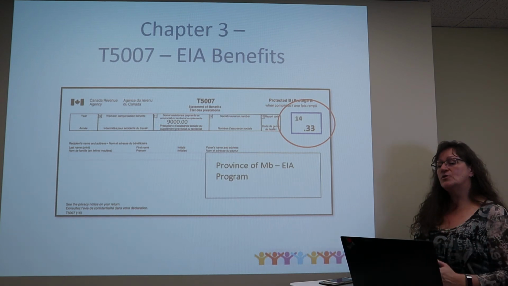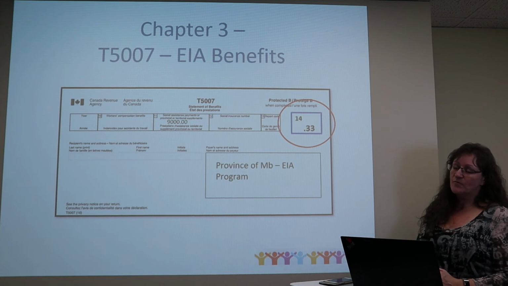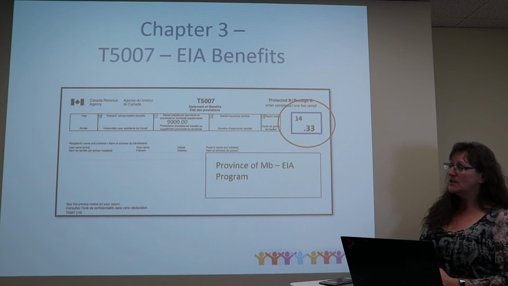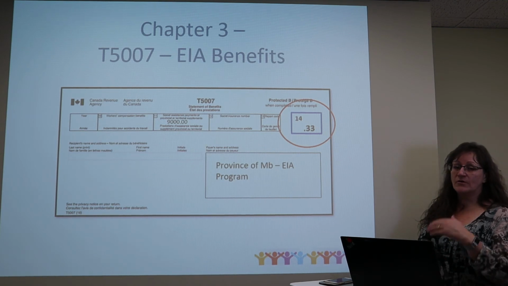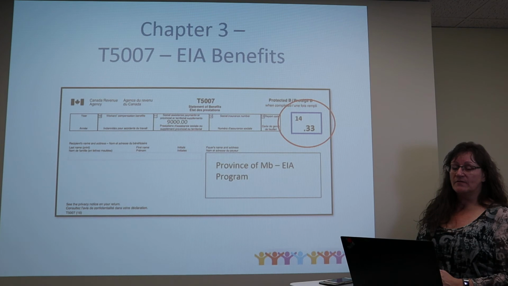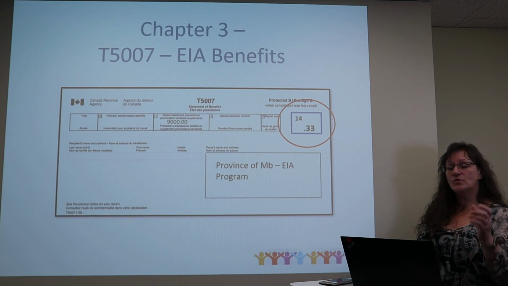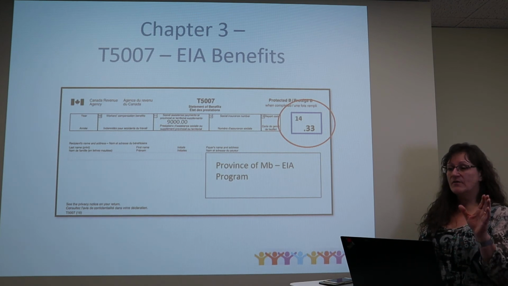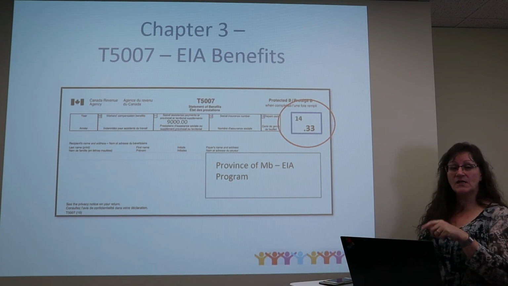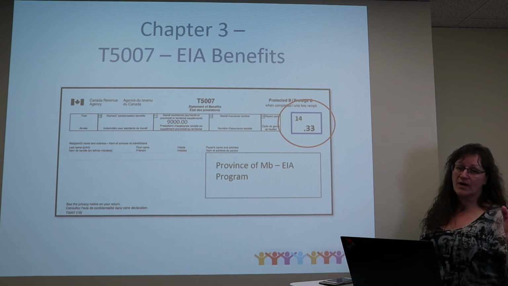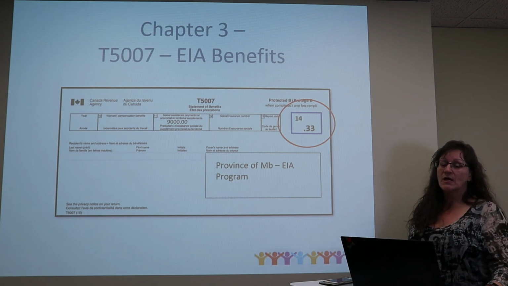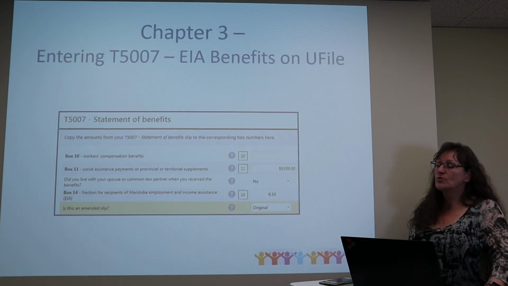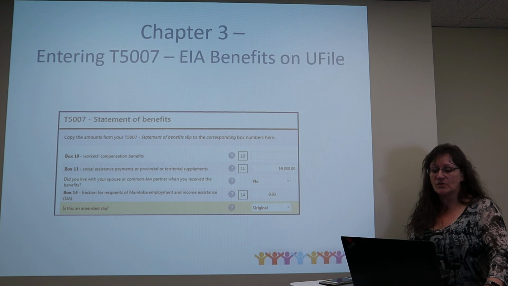How do we get that into the UFile software and make sure the software correctly calculates the benefits? First of all, select from the navigation pane, under interview setup, social assistance benefits. If you can't find where that is, you can look at the bottom of your navigation pane where, in bold, it says where to enter. Then in the search field, you can key in T5007 and it will take you directly to where you would enter this information. When you click on the social assistance field on the navigation pane, it will open to an option to open the T5007.